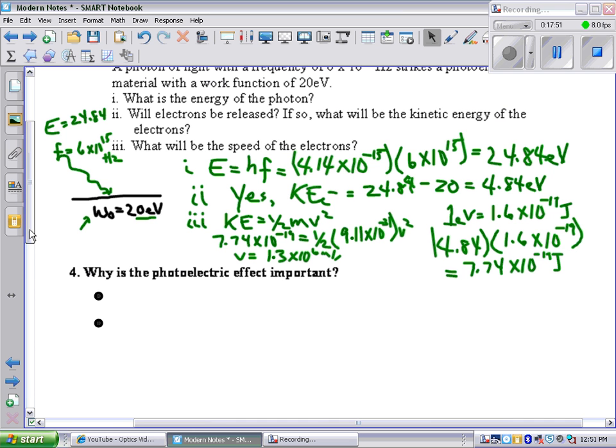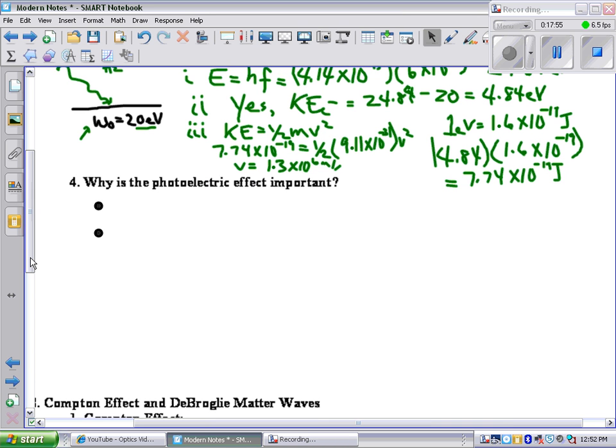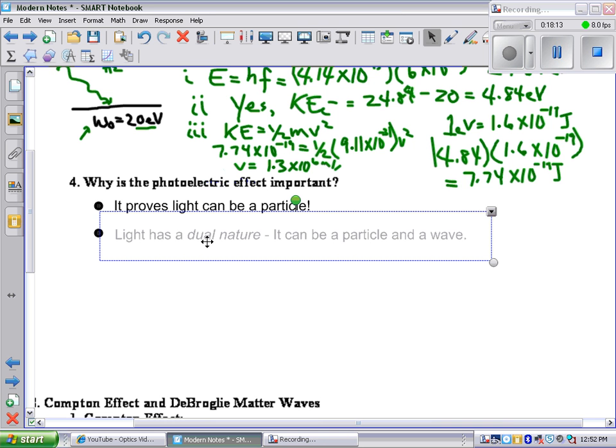Now, why is the photoelectric effect such an important thing? And we're going to say it's because it proves that light can be a particle. We always thought light had to be a wave. What was genius about Einstein is he figured out that light doesn't have to be a wave, it can be a particle, something nobody had ever thought of before. Okay, light has a dual nature. It can be a particle and it can be a wave.